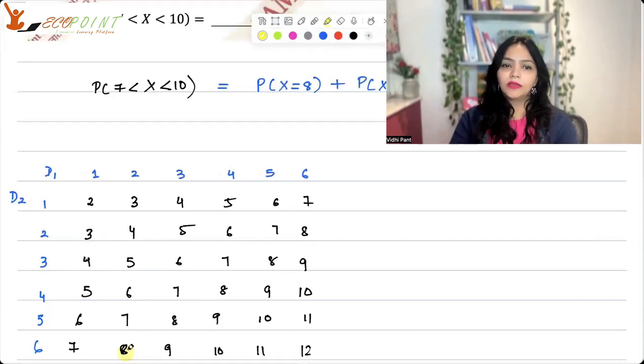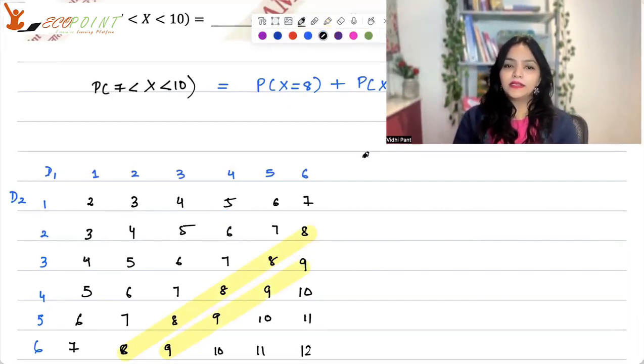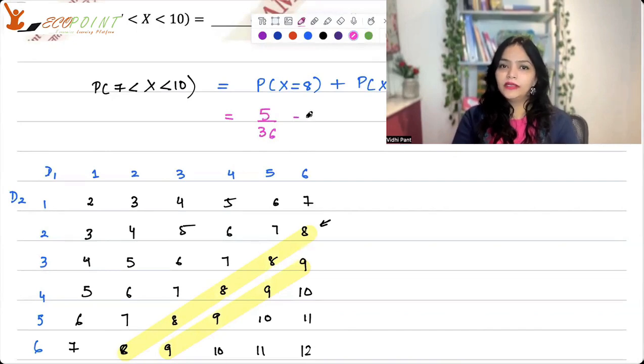We are interested in the sum being 8 and 9. Now, for the probability that the sum is 8, there are a total of 36 outcomes you get, right? Out of the total 36 places, there are 1, 2, 3, 4, 5 positions where you get 8, and for 9, there are 4 positions where you get 9. So the probability of getting 8 is 5 by 36. The probability of getting 9 is 4 by 36. That means the total is 9 by 36.